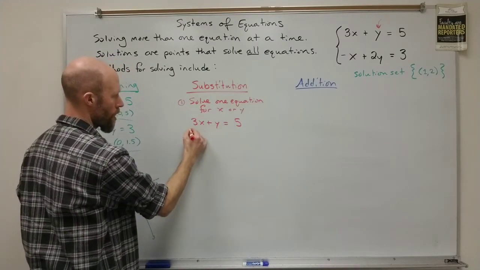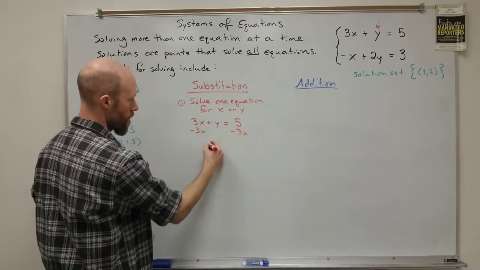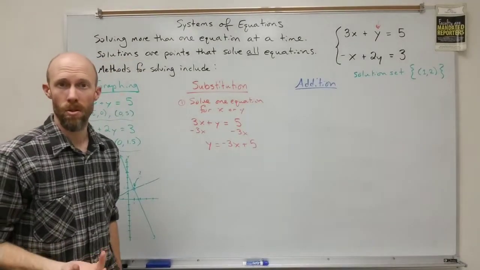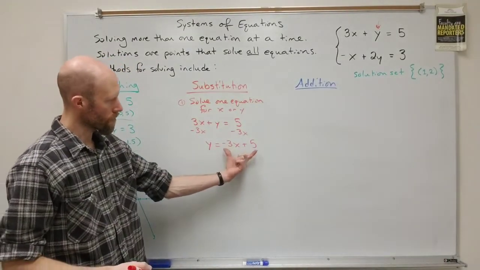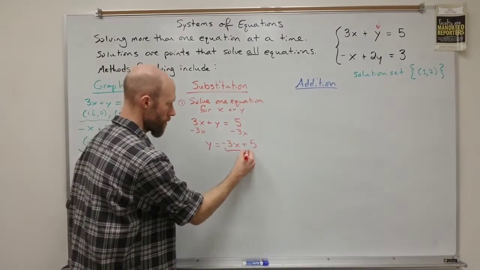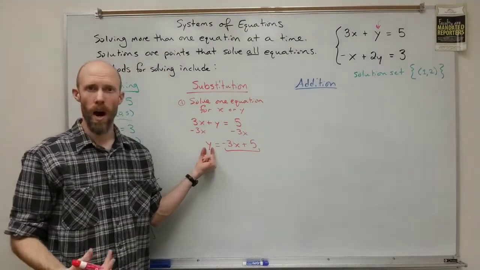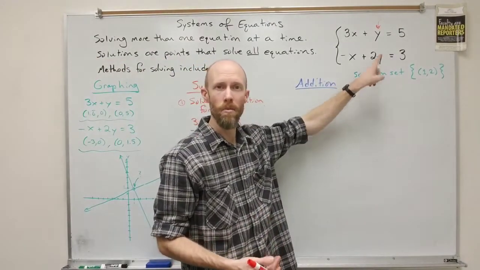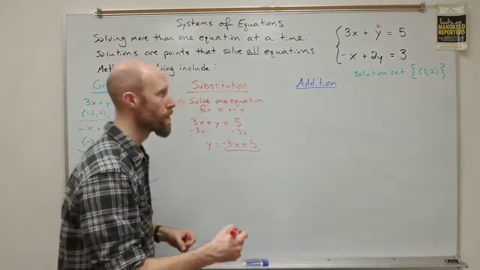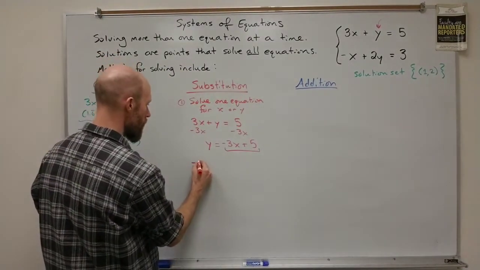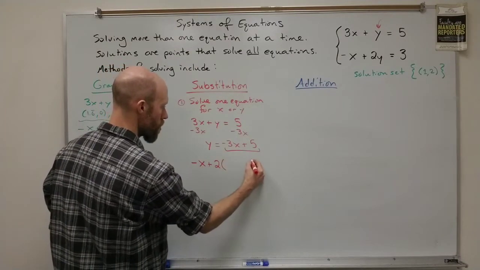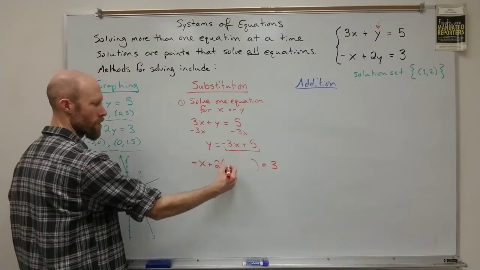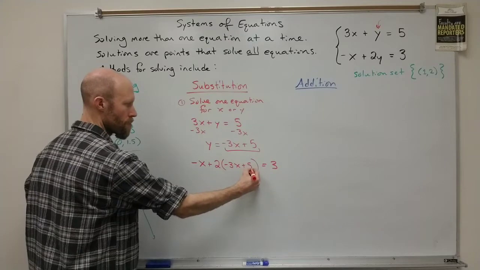All right, our first step. I'm going to solve for that y by subtracting the 3x. I'm going to get y equals negative 3x plus 5. Looks like the slope-intercept form. That's good. Now I'm going to take this expression, negative 3x plus 5. I know that it equals y in the first equation, so I can replace the y in the second equation with it, because at the intersection point the y's are the same anyway. So I have negative x plus 2 times y equals 3, but that y is no longer a y, it's going to become negative 3x plus 5.